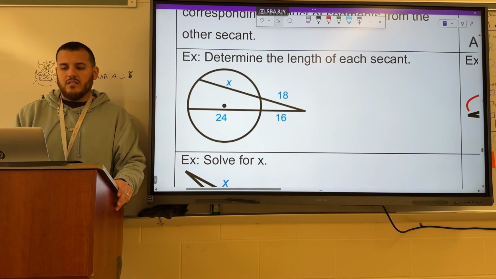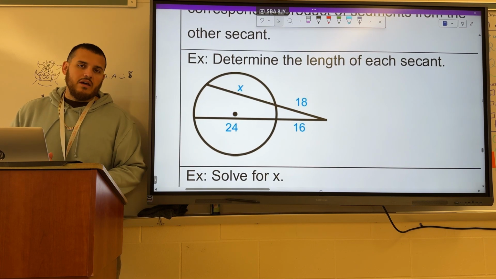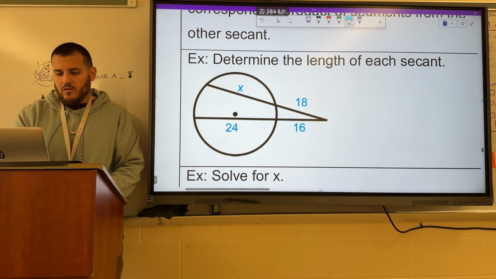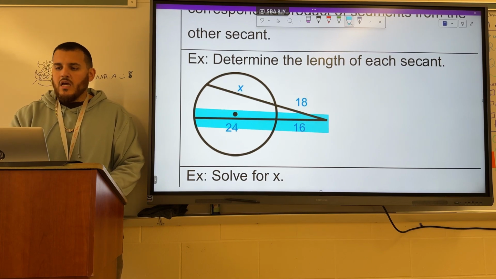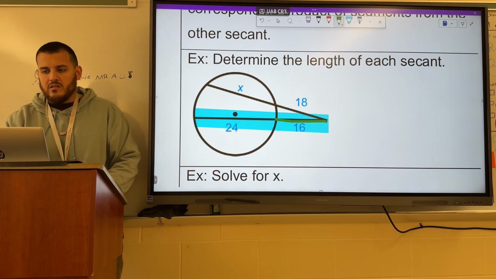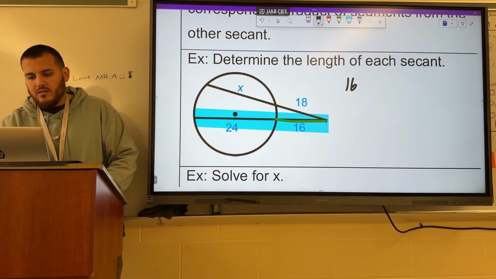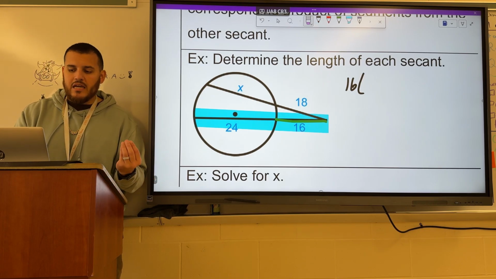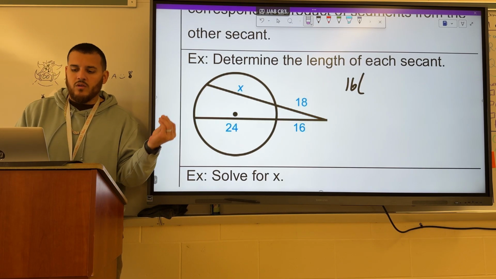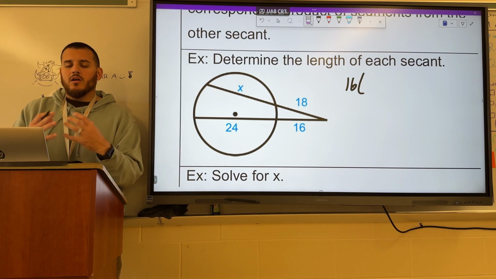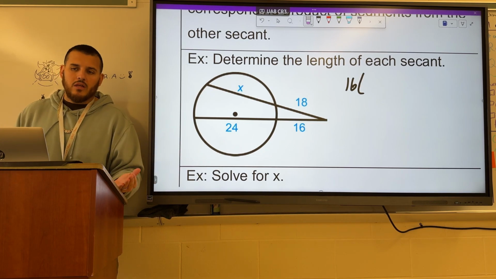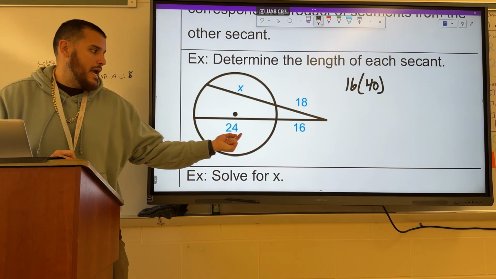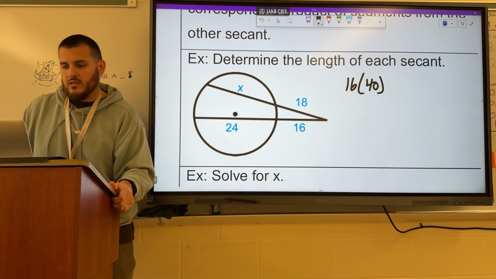So let's see that in practice here. We're gonna solve for the value of x. We're gonna look at one secant at a time. I like to look at the one that is completed first. And I say, okay, the external piece is 16. I need the product of that and then the entire secant, which is not 24. 24 is the internal piece. The whole thing is 16 plus 24, which is 40. Again, I got that 40 by adding these two together, 24 and 16.